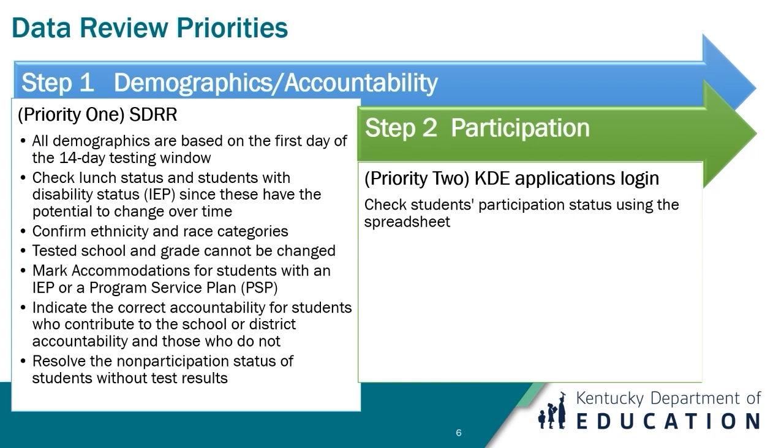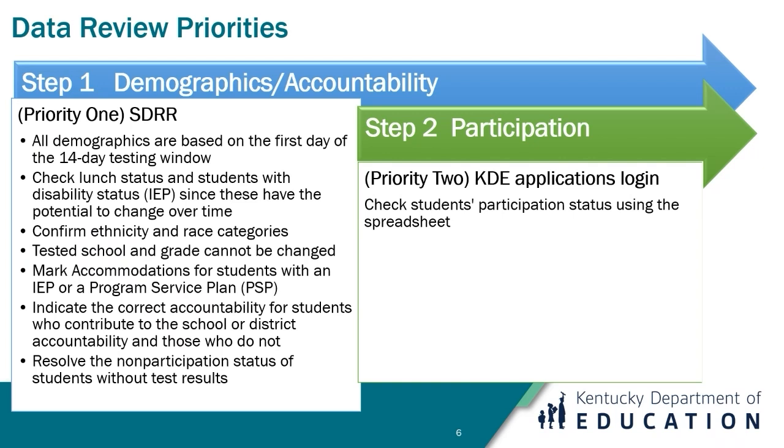check your student participation status using the spreadsheets that we will have under the KDE web applications on the secure portal on our KDE website. You'll want to look at those spreadsheets and check the statuses of your students to help you with what other additional changes you may need to make for demographics and accountability as well.